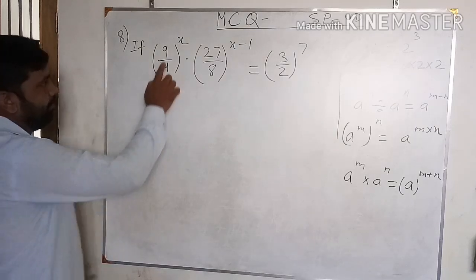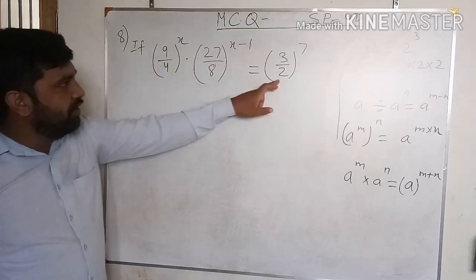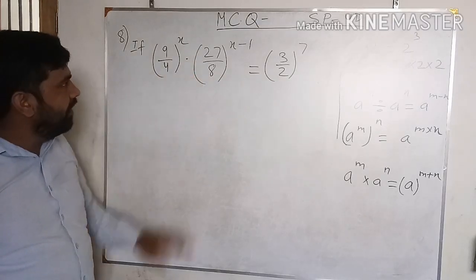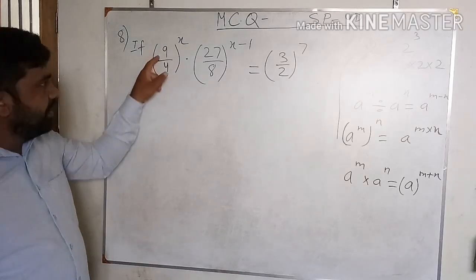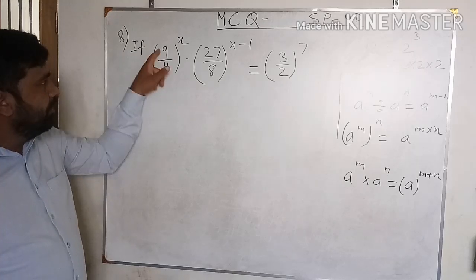Here you see the base is 9 by 4, it is 27 by 8. So convert this base 9 by 4 in the form of 3 by 2. Convert this base also 27 by 8 in the form of 3 by 2. How do we do that? 9 is the square of 3 and 4 is the square of 2. So on the place of 9 by 4 we can write 3 by 2 whole square.